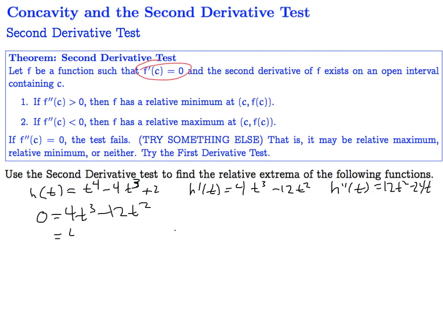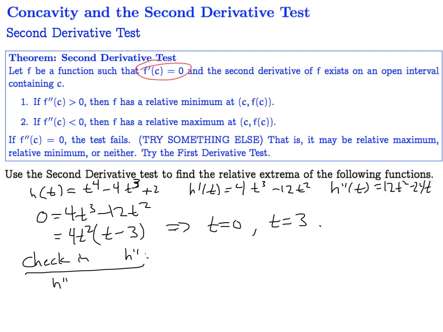This will factor; I can factor a 4t squared out. I'm left with t minus 3, which tells me that my first derivative is 0 at t equals 0 and at t equals 3. So these are the points I want to check, and I want to check them in my second derivative. So I'll check my second derivative at 3. I'll put 3 in here: 12 times 3 squared minus 24 times 3. And I end up with 36, which is positive.